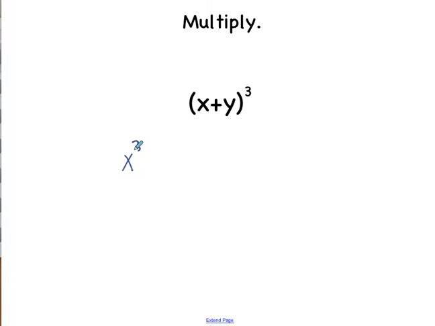Okay, the answer to this is x to the third plus 3x squared y plus 3xy squared plus y cubed. And there is a pattern to this, and we're going to see that very soon. It's helpful when you're multiplying binomials. But let's do a few more first.